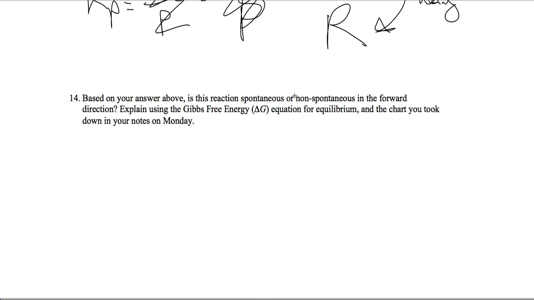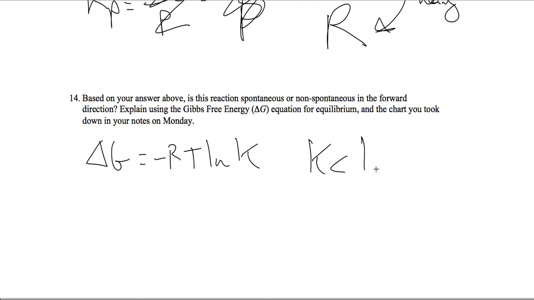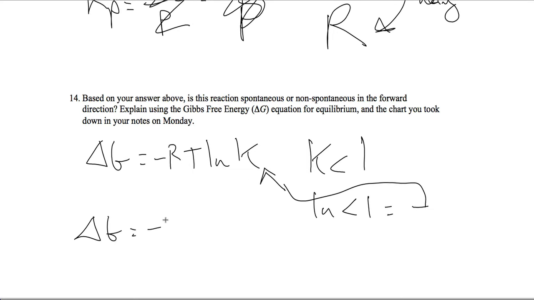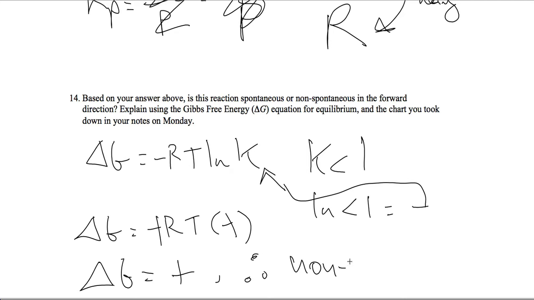Based on your answer below, is the reaction spontaneous or not? So we know that delta G equals negative RT natural log of K. And we know if K is less than 1, then the ln of a number less than 1 is a negative number. If you pop in a negative number here, delta G equals negative RT of a negative number, you're going to get a delta G that's positive, and therefore it's going to be non-spontaneous in the forward direction.